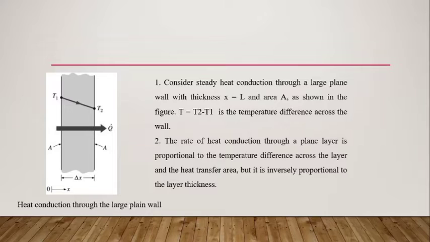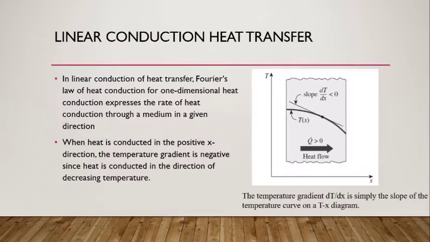This picture shows ΔT = T2 minus T1, which is the temperature difference across the wall, and the heat conduction through a large plane wall whose thickness is L and area is A. The rate of heat conduction through a plane layer is proportional to the temperature difference across the layer and the heat transfer area, but inversely proportional to the layer thickness.